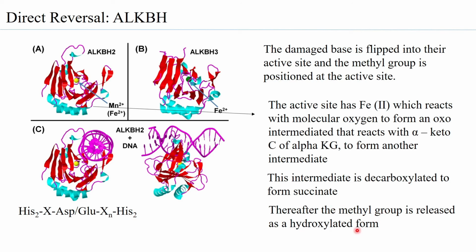And therefore, what is important to note is that the methyl group doesn't remain attached to the active site of the enzyme, it is released. And hence, this enzyme is not a suicide enzyme. The enzyme can go back and bind to another methyl adduct, remove the methyl, and correct it. So therefore, ALKBH can do several rounds of DNA repair.